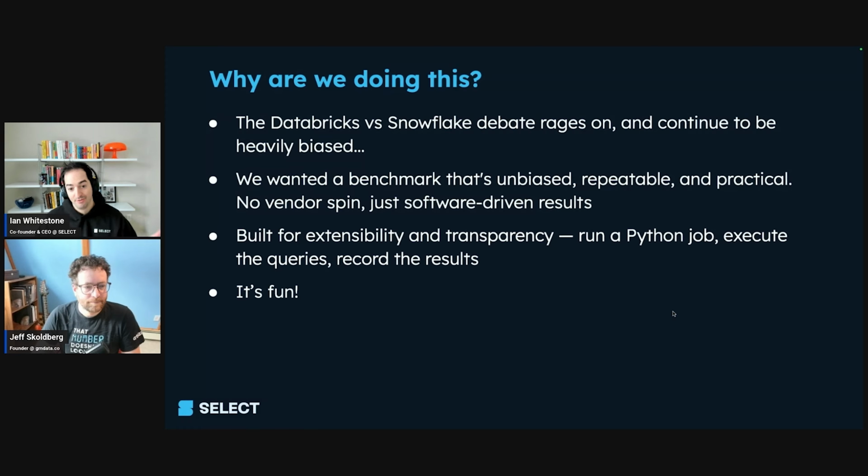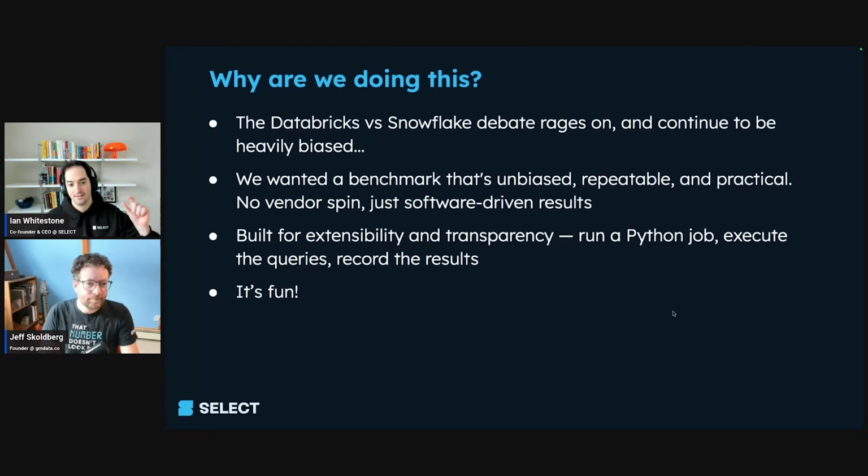The last thing that Jeff will talk about is that this really is meant to be a completely transparent and extensible set of benchmarks. The repository we used for this is fully open source. It's designed for anyone to be able to, with Python, run a job and reproduce these results themselves.